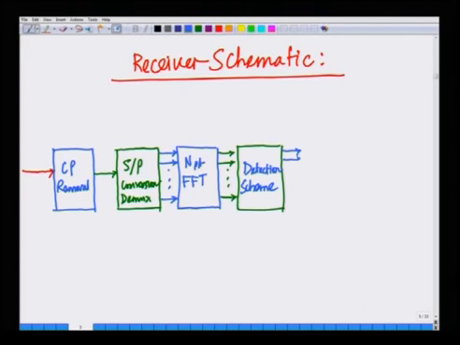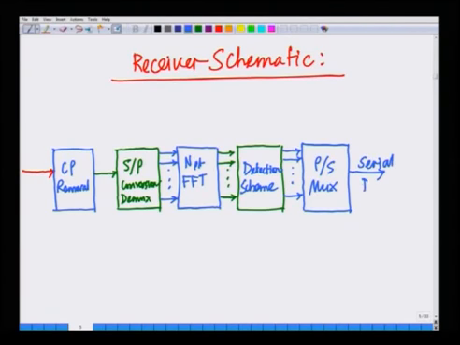Following this, I am going to convert from parallel to serial, that is I am going to multiplex and give out the serial data stream. So, parallel to serial, or this is the multiplexing operation, converting to serial data. This converts into a serial data stream. Okay. So, I have the detection scheme, and I have parallel to serial conversion, which is a multiplexing scheme that converts into a serial data stream.